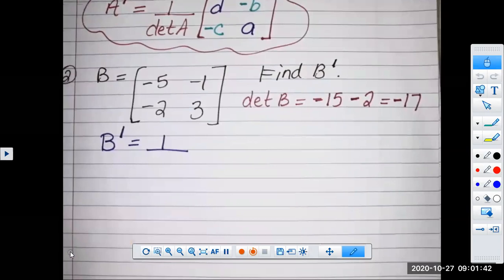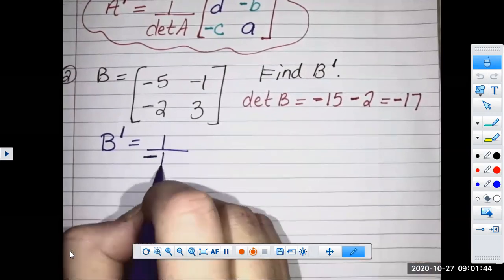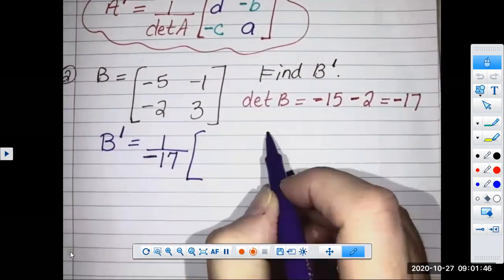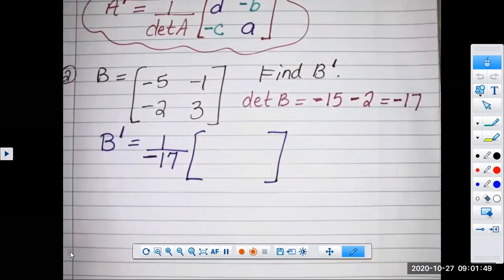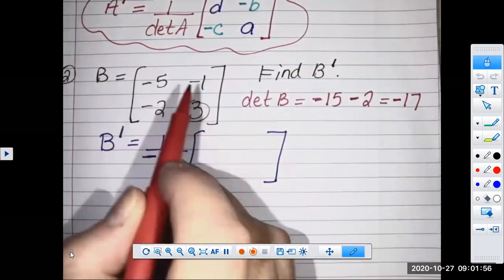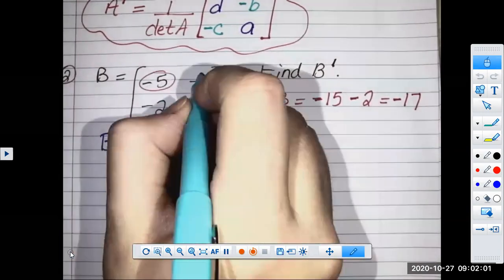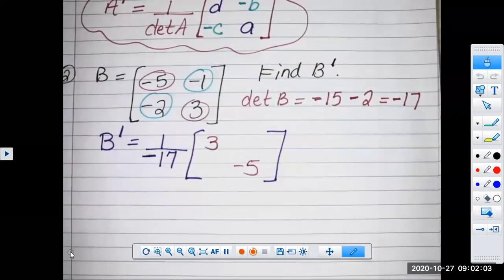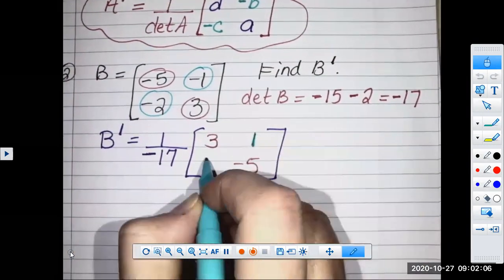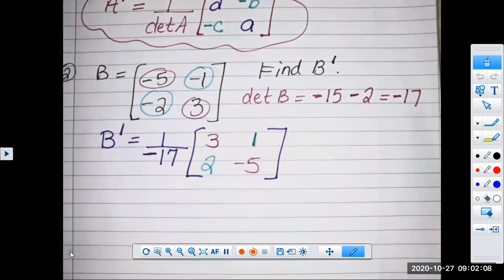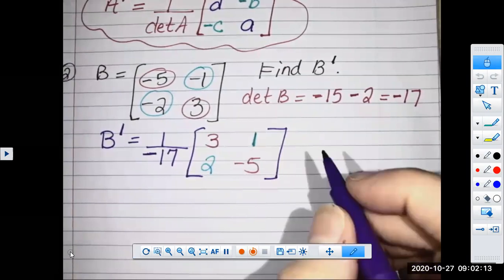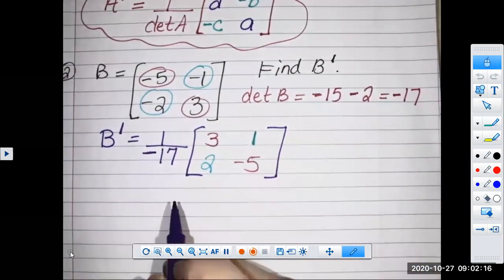So B inverse equals 1 over that value times the elements you get. What are you doing with -5 and 3? Good, you're swapping places with them. What are you doing with -1 and -2? Change their sign. So they both become positive. Last but not least, distribute the -1/17.